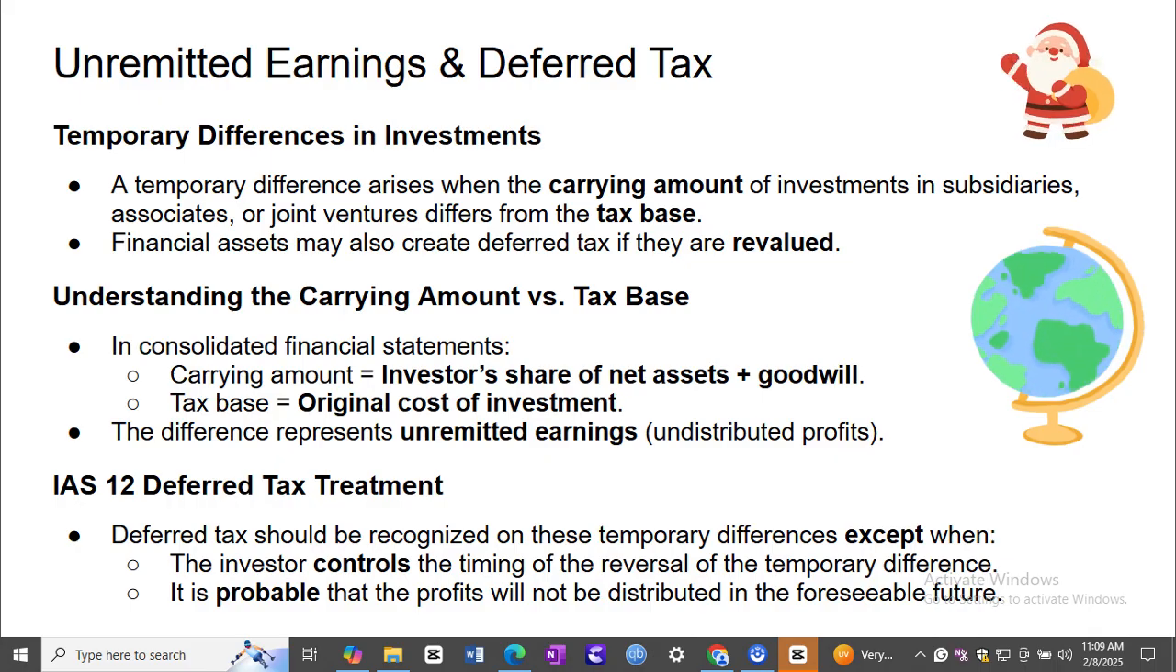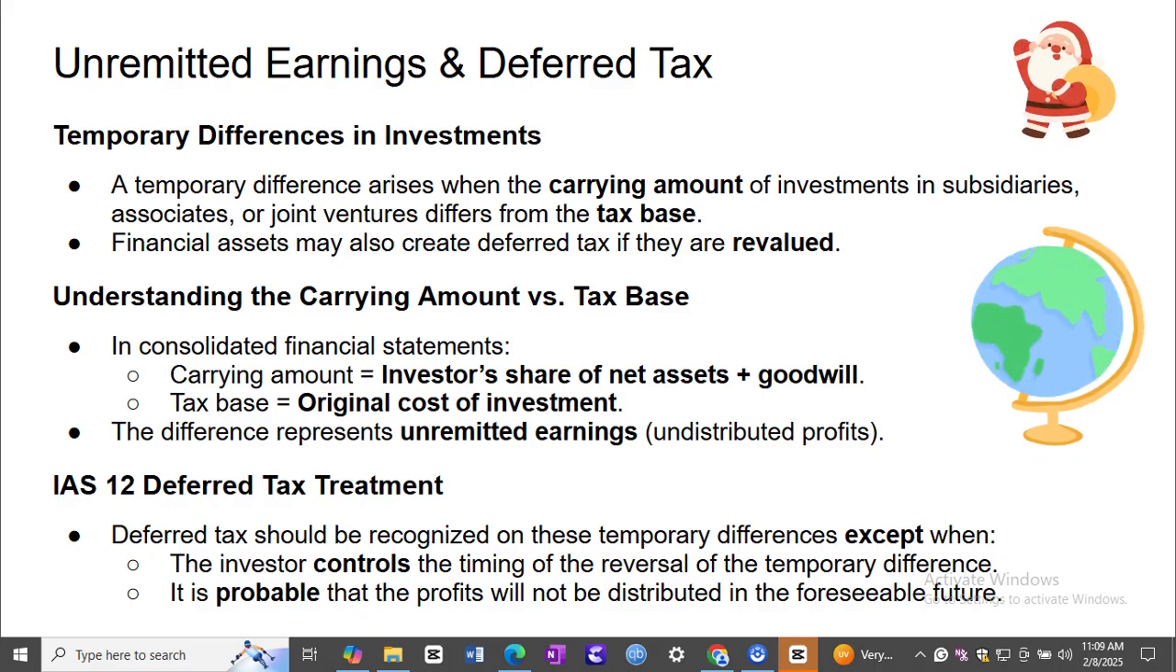We're talking about the portion of a subsidiary's, associate's, or joint venture's profits that haven't been distributed to the investor. So it's the profit that's been kept within the company rather than being paid out as dividends. Exactly. And this can create temporary differences when we look at how the investment is valued for accounting versus tax. Okay, how do those values differ?